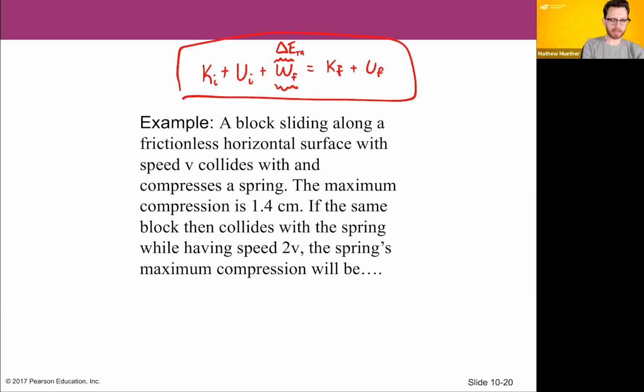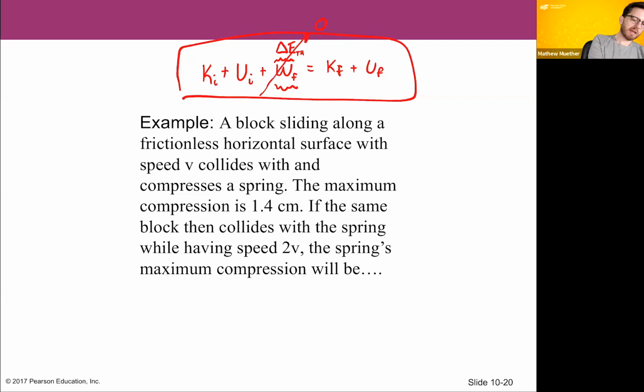Let's imagine that I have a block sliding along a frictionless horizontal surface, and it's going to collide with a spring and compress the spring. What's the maximum compression? Sorry, I'm goofing this one up, guys. And the maximum compression is found to be 1.4 centimeters. It says if the same block then collides with a spring while having twice the speed, how does the maximum spring compression compare? Okay, so in this example, we're going to, again, take thermal energy equal to 0.